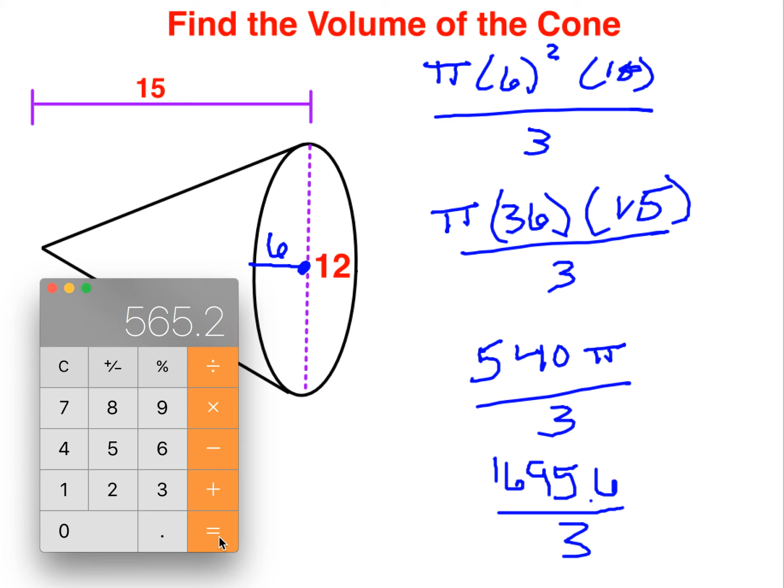That's going to give me my final volume of 565.2. Okay, so that's going to be it for this video, guys. For finding the volume of a cone, it's the exact same process as finding the volume of a cylinder. We just divide by 3 in the end, because cones are 3 times smaller than cylinders.